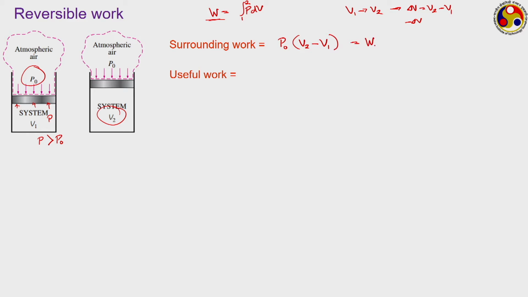For surrounding work, let us use the symbol W_sur. So, for useful work we shall be using the symbol W_u, which is the actual work produced by the system, integral P dV from 1 to 2, minus the surrounding work, that is P naught into V2 minus V1. Hence, whatever may be the magnitude of actual work your system is producing, you will always be losing this amount of work to overcome the surrounding pressure or atmospheric pressure, and you will be getting only this much useful work.